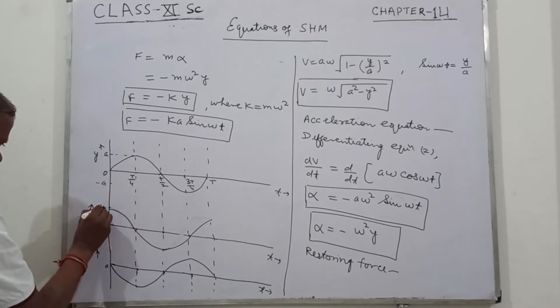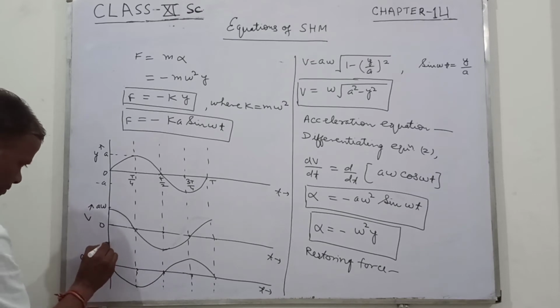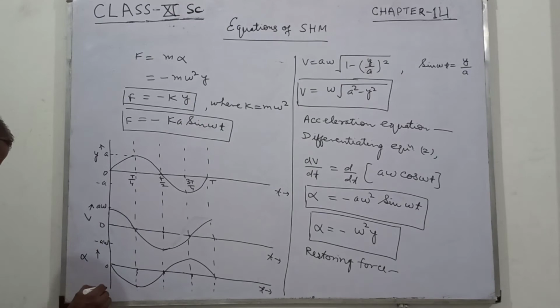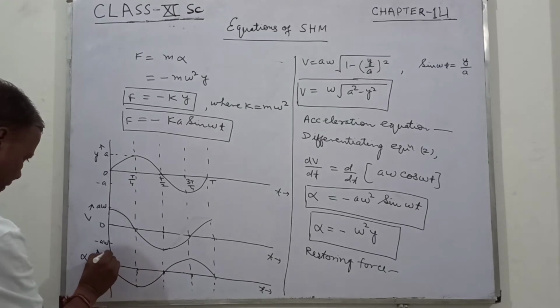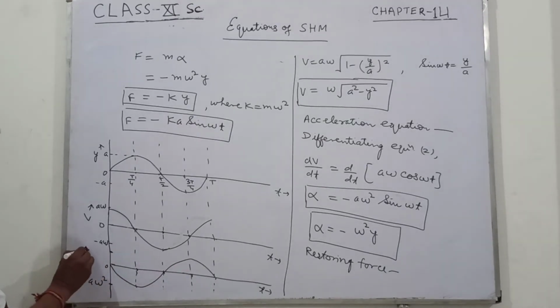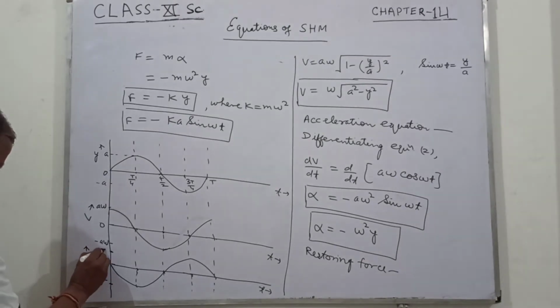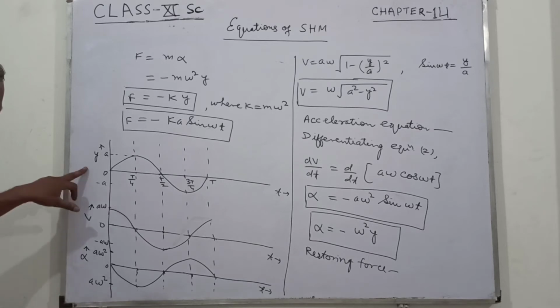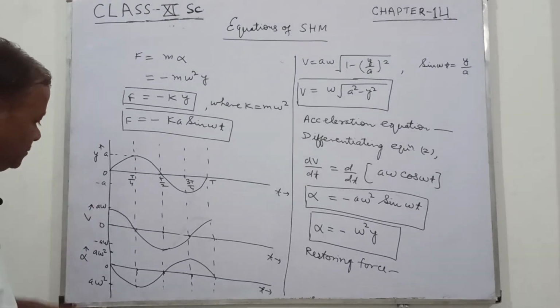Here we have this maximum displacement minus A. This is A omega. Here we will have this minus A omega. Here this term is taken to be your A omega square, and then this term will be here. This is now A omega square. This is for alpha. This is now velocity. This is for displacement.